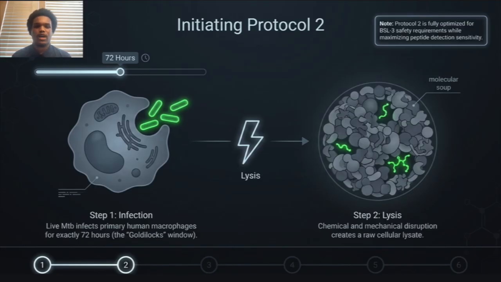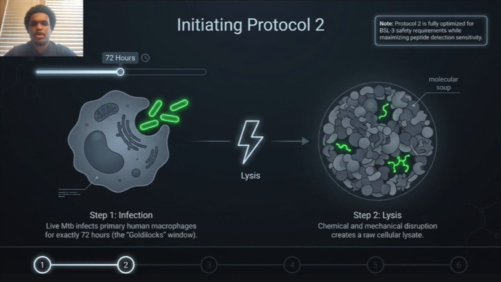To understand how they identify these fragments, we can first look at the Protocol 2 workflow in Figure 1a. They describe this as an optimized BSL-3 compatible protocol designed to handle the safety requirements of working with live MTB while also maximizing the sensitivity of peptide detection. Step 1 is infection. They infect primary human macrophages for 72 hours, and this quote-unquote Goldilocks window is long enough for the cell to process the bacteria, but also short enough to avoid excessive host cell death.